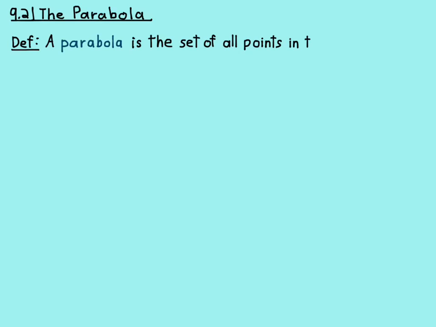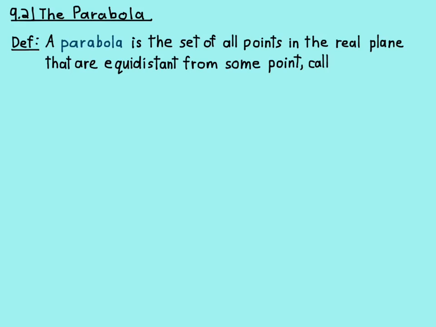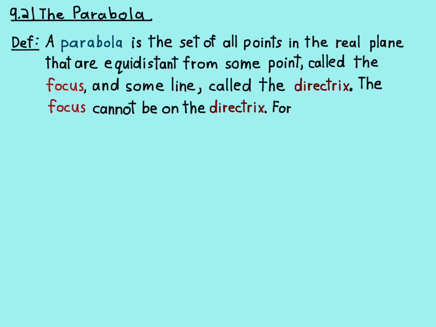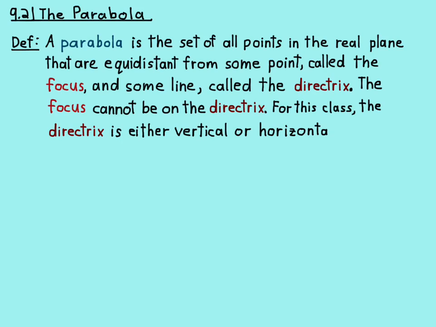Section 9.2 is of the parabola. A definition: a parabola is the set of all points in the real plane that are equidistant from some point called the focus and some line called the directrix. The focus cannot be on the directrix. For this class, the directrix is going to be either horizontal or vertical.